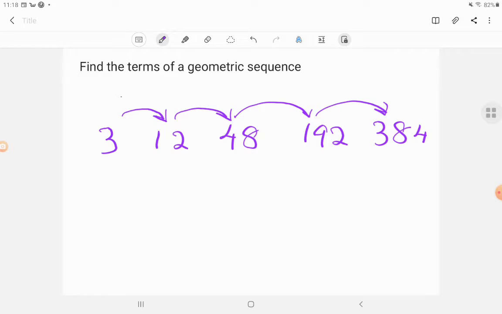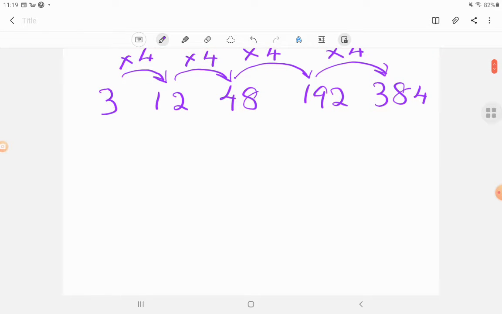So first term 3 multiplied by 4, you get 12. Again, 12 times 4 gives you 48. 48 times 4 gives you 192. 192 times 4 gives you 384. So now let's write down. The first term is equal to 3. Therefore, in general form, we normally denote the first term as a.